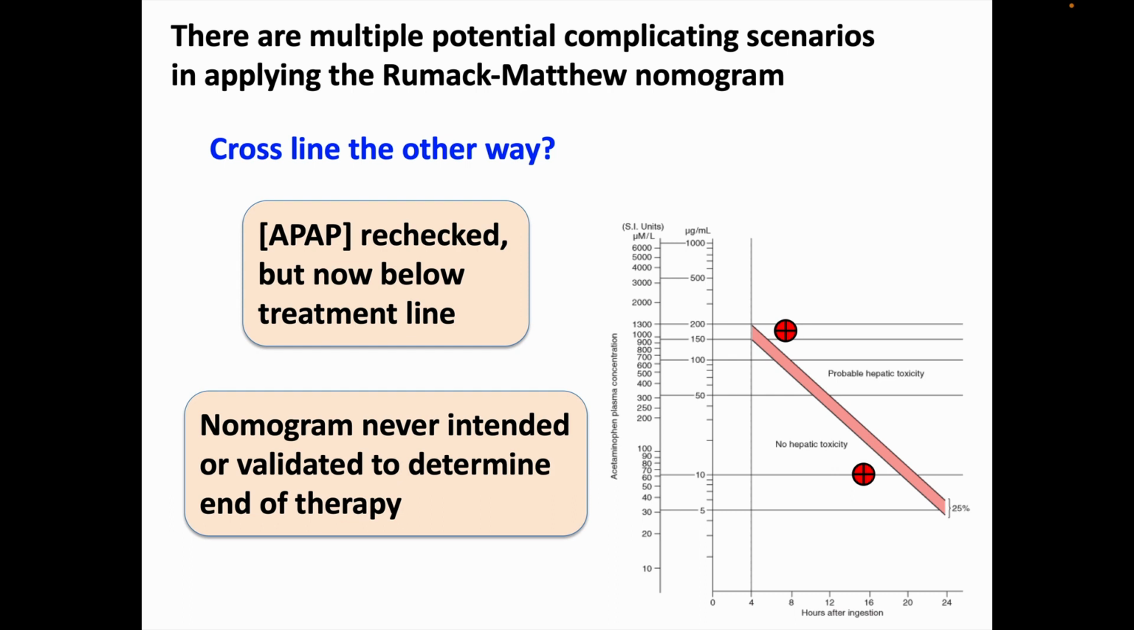We expect the APAP level to go down as time progresses, and if the half-life in a given patient is sufficiently shorter than 4 hours, you'll expect that a later point will plot below the treatment line. But the studies that define the nomogram never considered repeating APAP levels to discontinue therapy, so there's no evidence that doing this would be safe.